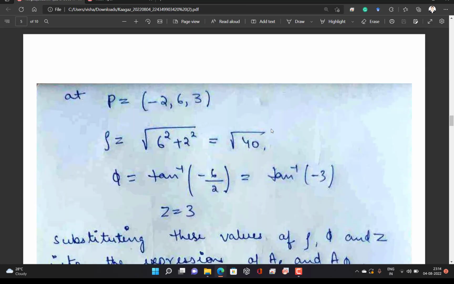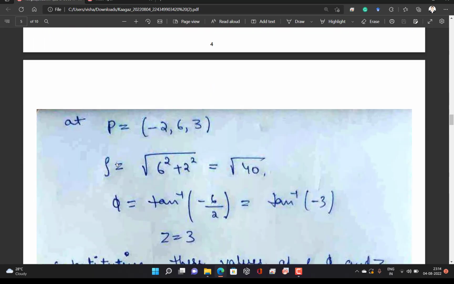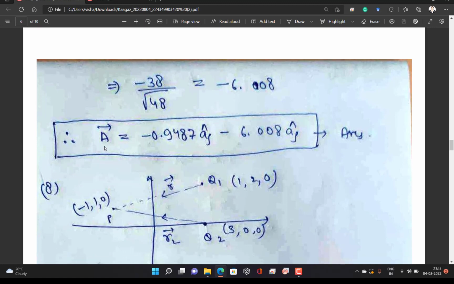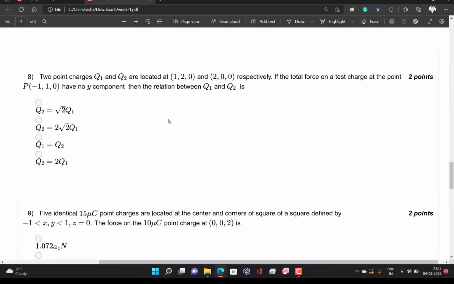We already know that the value of az is equal to 0, isn't it? So the vector a will be minus 0.9487 a rho minus 6.008 a phi. Sorry, here it's a phi: minus 6.008 a phi. This is the answer. Now let's go to question number 8.